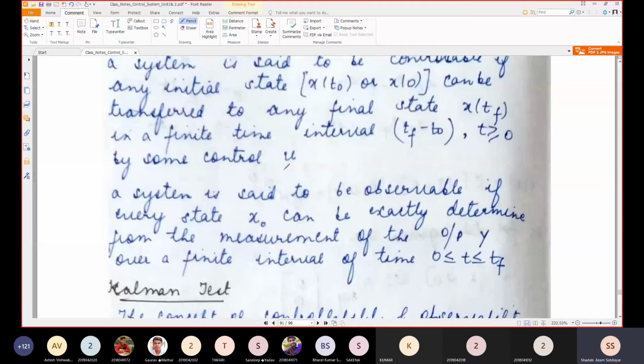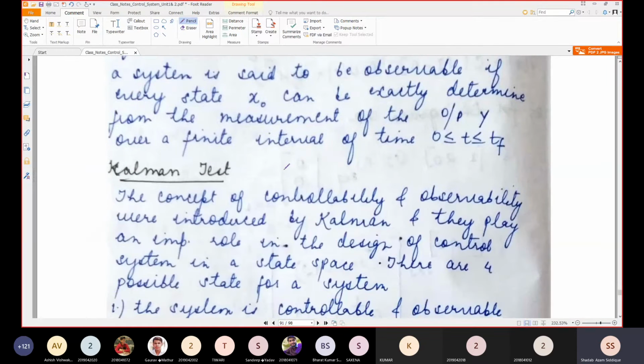This controllability and observability you can find using the Kalman test. The Kalman test is basically given by Kalman, that's why it is called the Kalman test. Kalman introduced this concept of controllability and observability. They play an important role in the design of control systems. Keep in mind, we are dealing with state space, so we are able to find the controllability and observability, which play a role in the design of a control system.